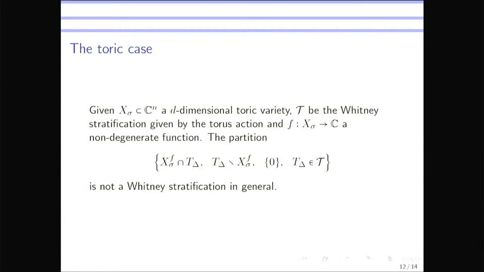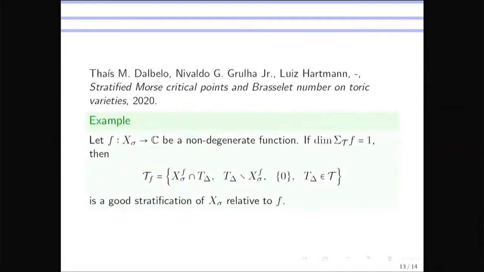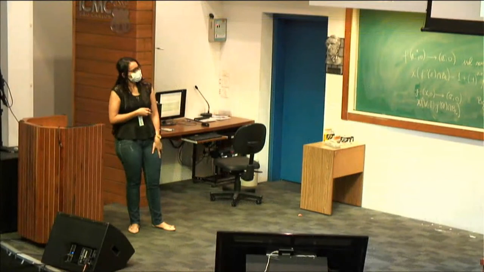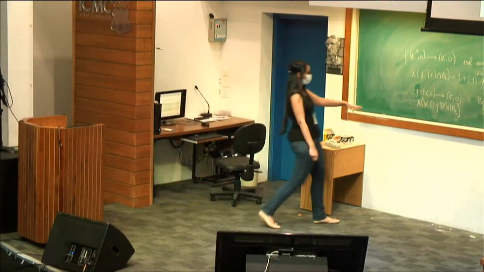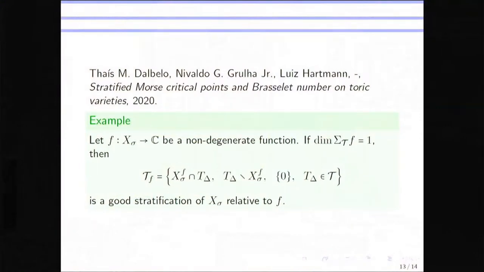What Thais taught me is that if we have a non-degenerate function, and this is the non-degeneracy that Gaffney told us about on Monday, then this collection is not a Whitney stratification in general, all right? But it is a good stratification. And this is what we proved, that it is a good stratification in the case that F has a one-dimensional critical set. But that's all right for us. It's the beginning, right? And this is what we use to compute this type of Euler characteristic. And using all the things that Thais knows, we could get this type of results. That was a part of this work with Professor Dalvelo, Grulha, Hartmann, and myself. And that's it. Thank you.